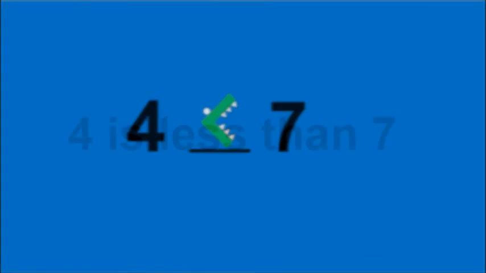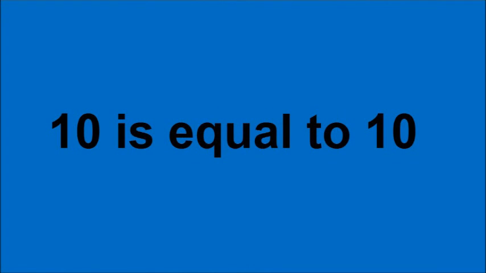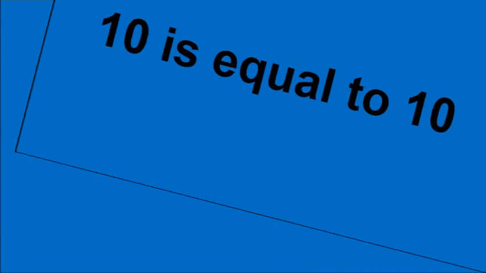Let's try another one. We have the number 4 and the number 7. Which symbol belongs between the two numbers? The less than symbol. We can read this number sentence as 4 is less than 7. Last one, we have the number 10 and the number 10. Which symbol belongs between the two numbers? The equal symbol. We can read this number sentence as 10 is equal to 10.